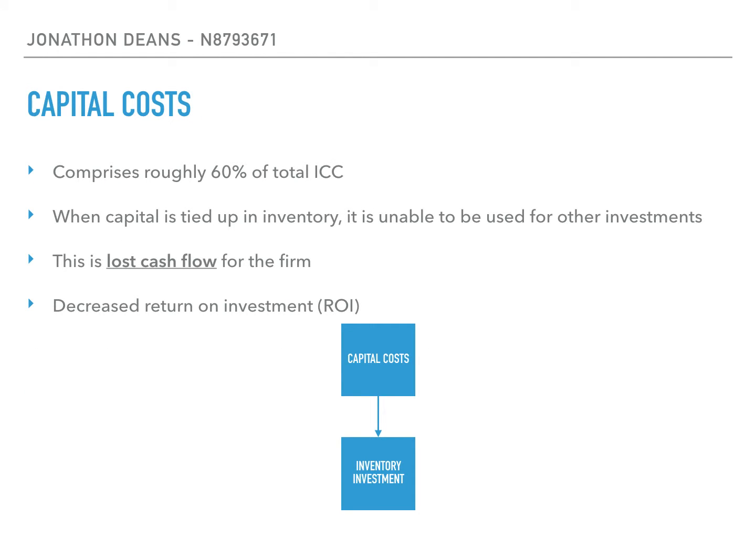The capital cost typically comprises 60% of the ICC and is reflective of the monetary figure the inventory capital should return if it was put into another investment that had similar risks associated with it. Owning inventory means there is capital or cash flow tied up in the inventory. So long as the inventory is being carried, i.e. not turned into sales, this is lost cash flow, which means that a firm lacks this money to invest elsewhere and reap a return on investment.